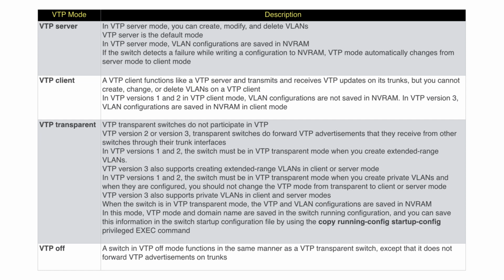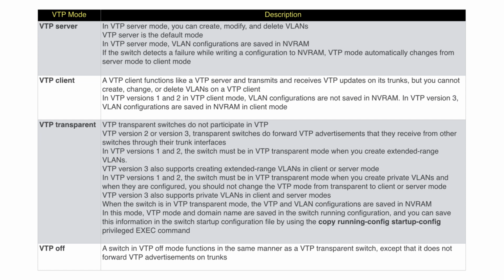In VTP versions 1 and 2, the switch must be in VTP transparent mode when you create extended range VLANs. VTP version 3 also supports creating extended range VLANs in client or server mode. In VTP versions 1 and 2, the switch must be in VTP transparent mode when you create private VLANs, and when they are configured, you should not change the VTP mode from transparent to client or server mode. VTP version 3 also supports private VLANs in client and server modes. When private VLANs are configured, do not change the VTP mode from transparent to client or server mode.